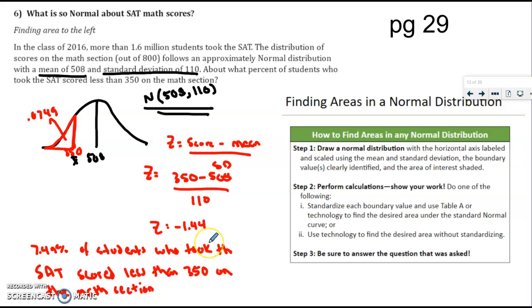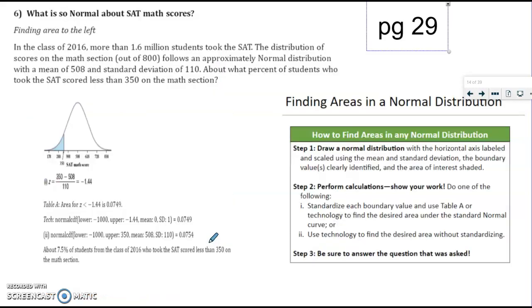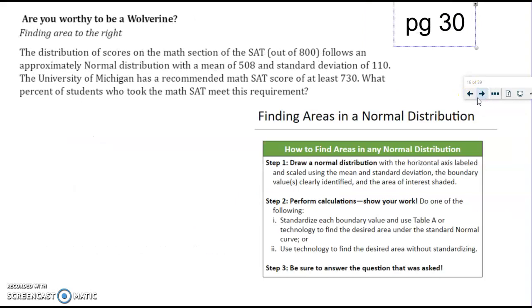All right, so that's when we're trying to find the area of first values that are less than. We're going to sprint ahead and look at something in which we are trying to find the area of something that is greater than. So in this case, we're still dealing with the same type of information. We still have a normal distribution, so we're going to draw that normal curve.